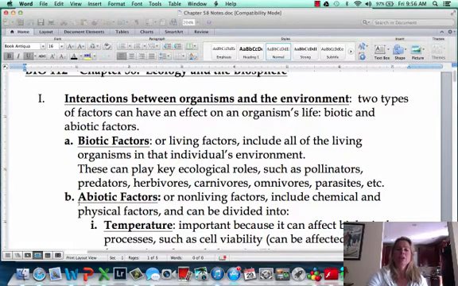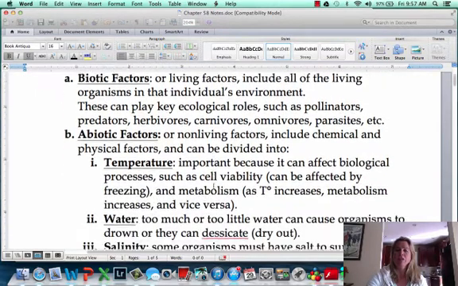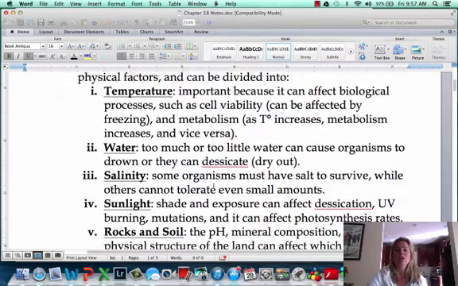Not living. So the biotic factors are going to be living factors, and that's going to be things like their role in the environment, pollination or predator, herbivore, carnivore, and so on. Abiotic factors are going to be the non-living factors. And these are all going to have an effect on an organism too.